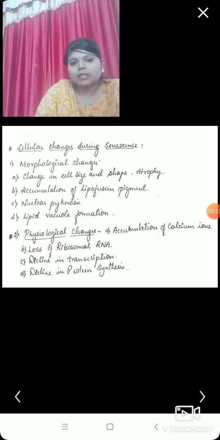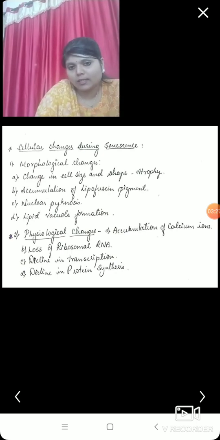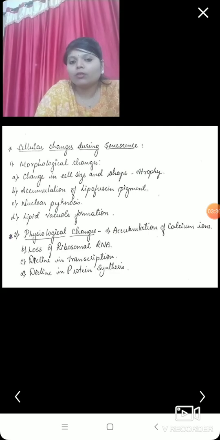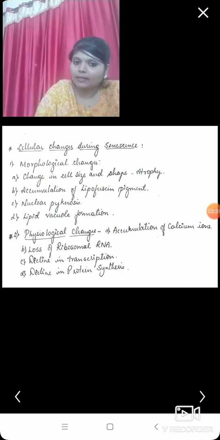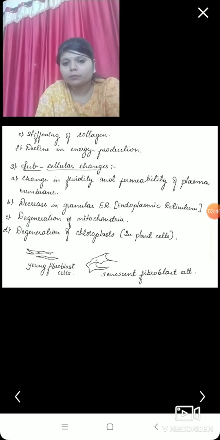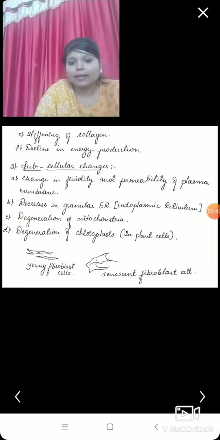The physiological changes. What are the physiological changes that are going to happen during the senescence period? Accumulation of calcium ions is going to take place. Loss of ribosomal RNA, decline in the transcription and the translation. Translation is nothing but the protein synthesis. Then stiffening of the glycogen, decline in the energy production.